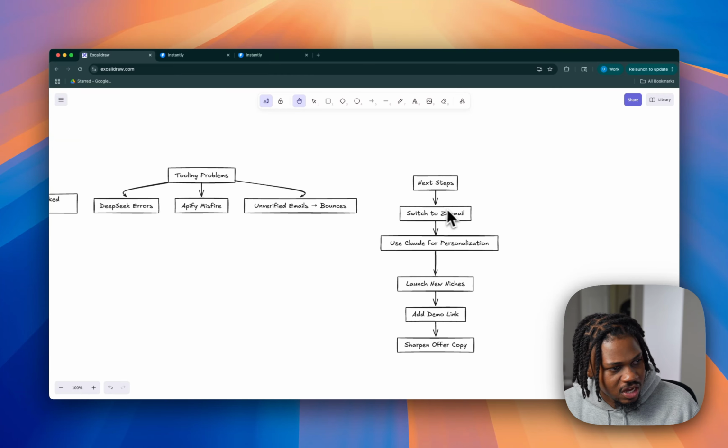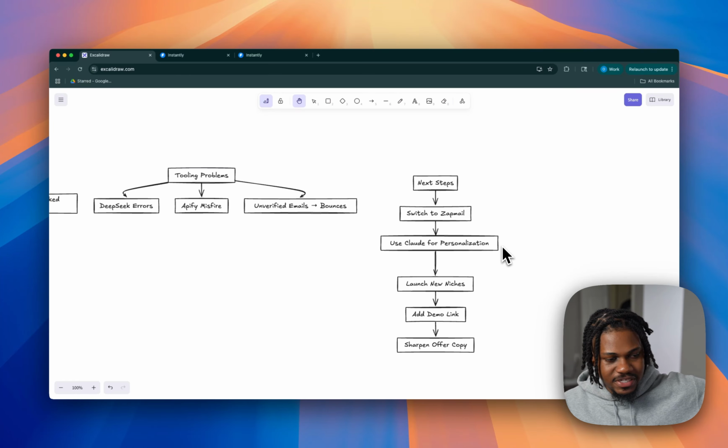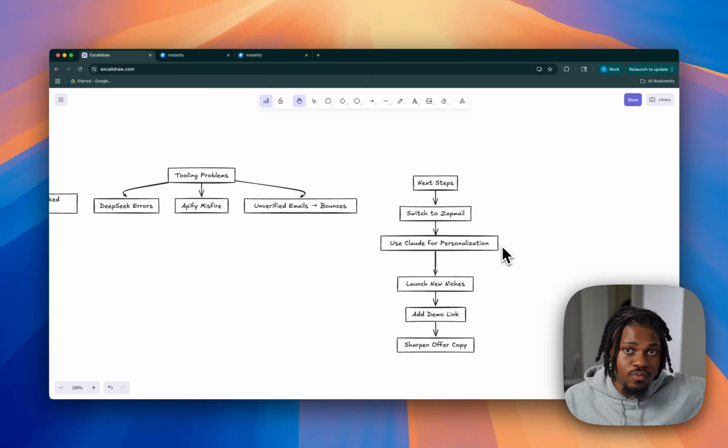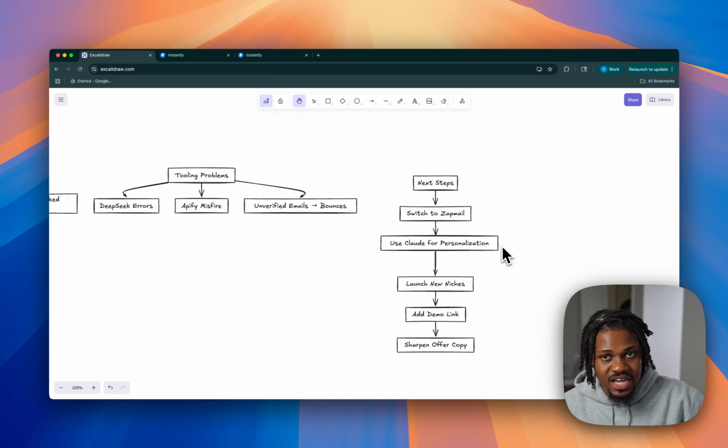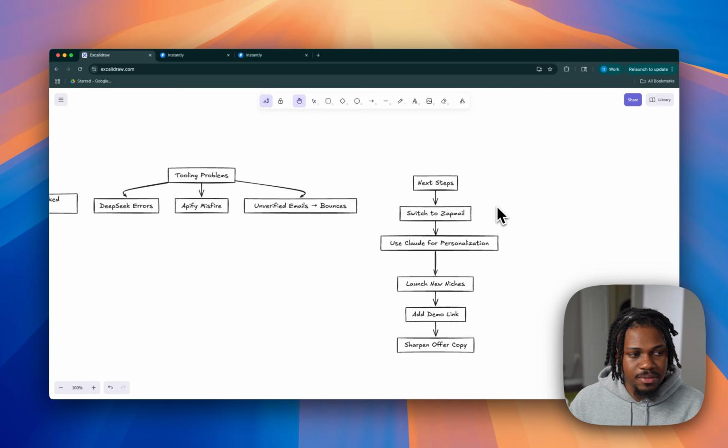So next steps. Some of these steps I've already done, but based on what I just showed of why that campaign failed, these are the next steps I have from that, right? So switching to Zapmail to get mailboxes. Zapmail I think is very good because you're able to save a lot of costs versus something like Google Workspace. So I definitely highly recommend Zapmail.